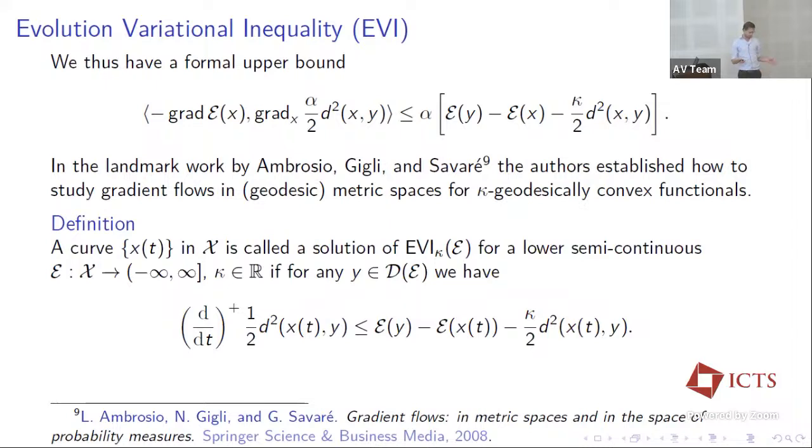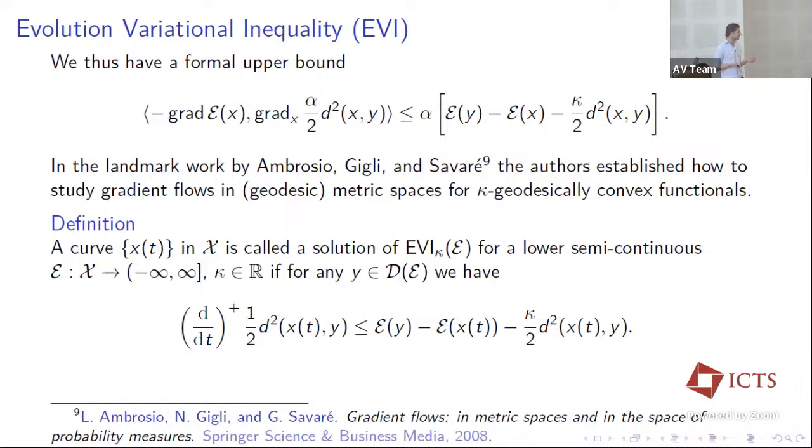So they look at a metric space where you have geodesics. So, a metric space with geodesics. And they say, hey, my functional is kappa convex, or convex, if it is convex along all geodesics. And then there is also a generalization where you plug in this additional kappa.